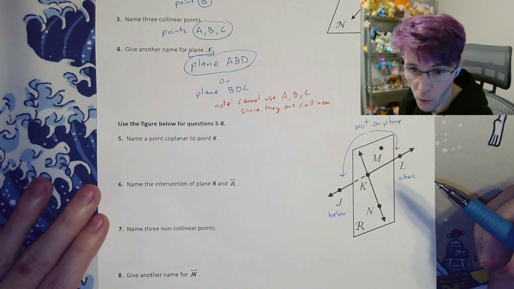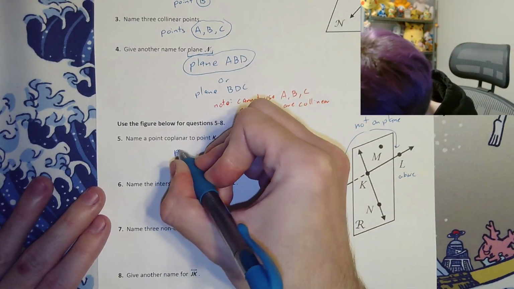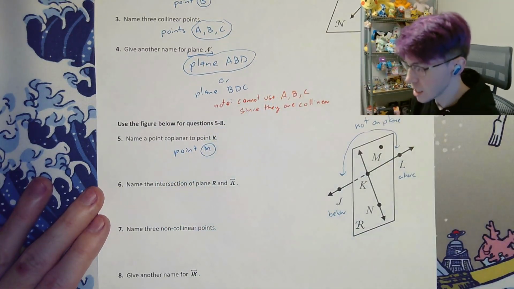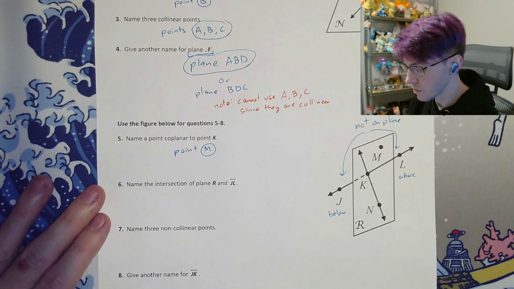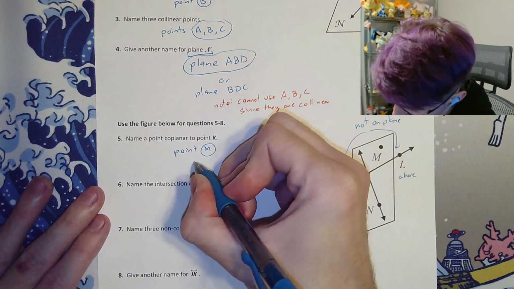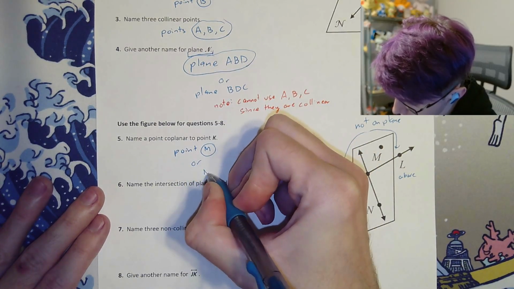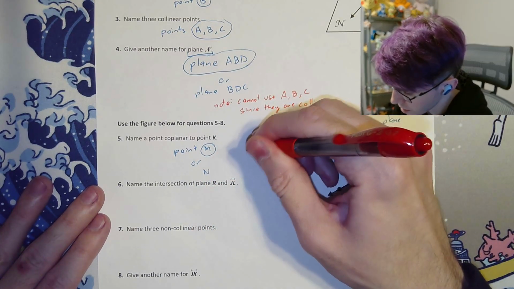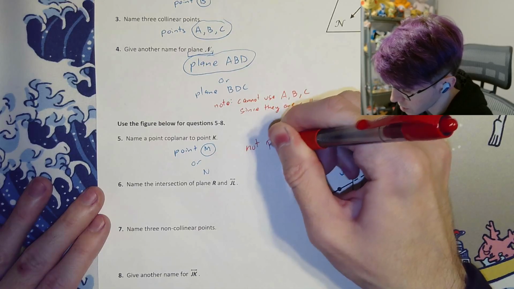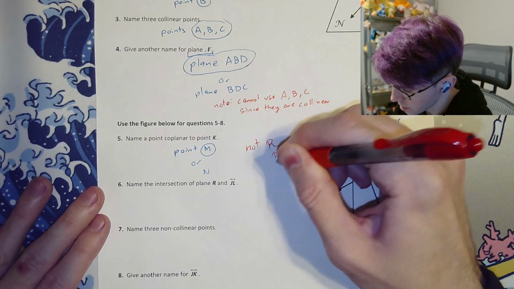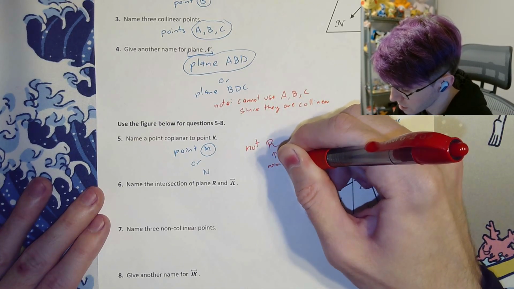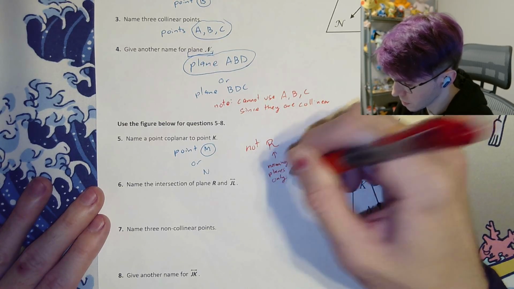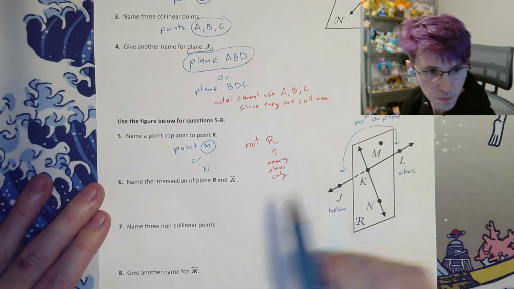So we want a point coplanar. We would just say point M, and then you just circle it. Again, you could only name it that way. The only other correct answer would have been the letter N. That would have been the other one that was okay. And then you could say, not the big curly R, naming planes only, if you're writing little extra bonuses.